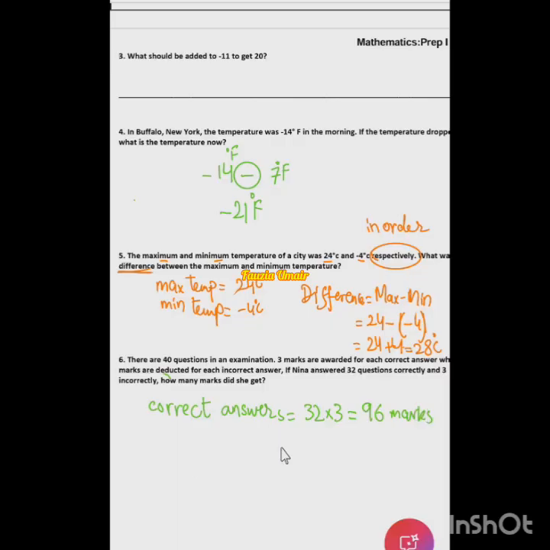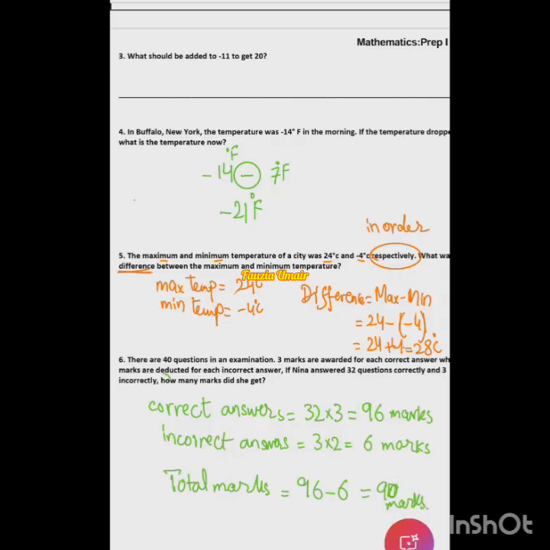So now how many marks would be deducted? For the incorrect answers, ma'am, she gave 3 questions incorrectly. That's right. So it would be 3 multiplied by 2, because we deduct 2 marks. So 6 marks will be deducted. And the total marks she gets are 96 minus 6 equals 90. So 90 marks. It was a simple question, right? 90 marks she scored.